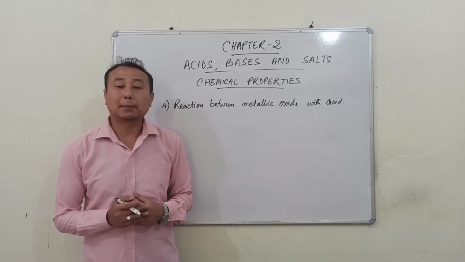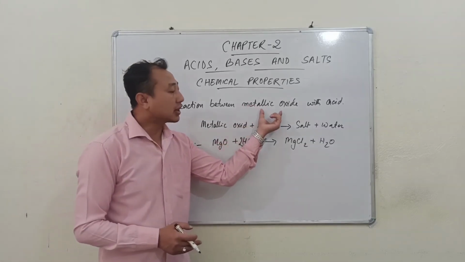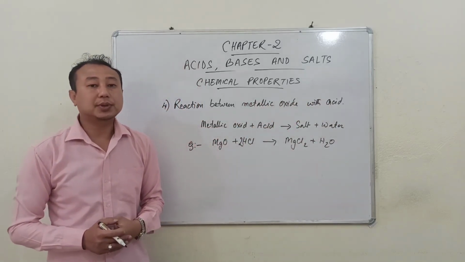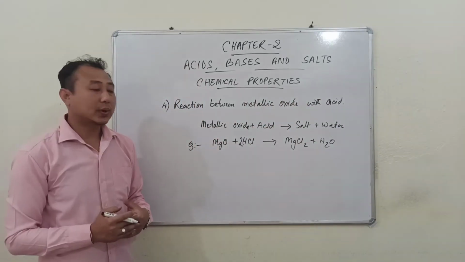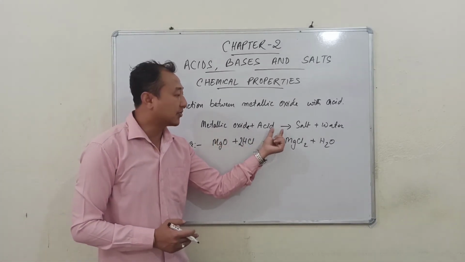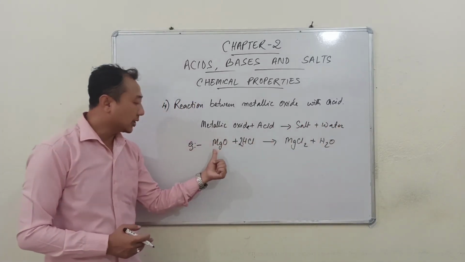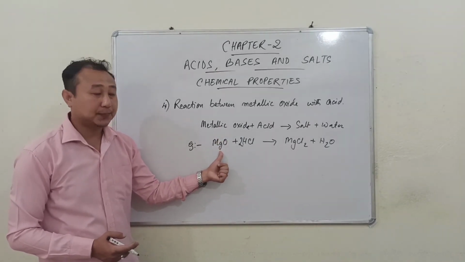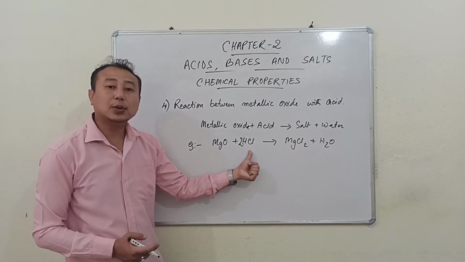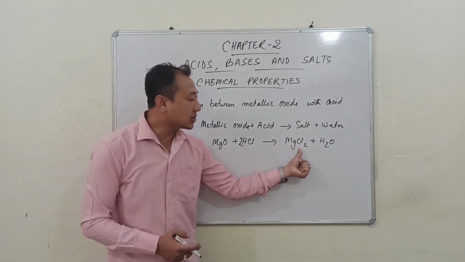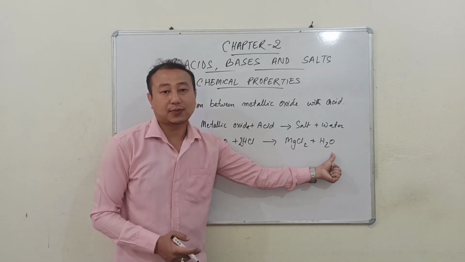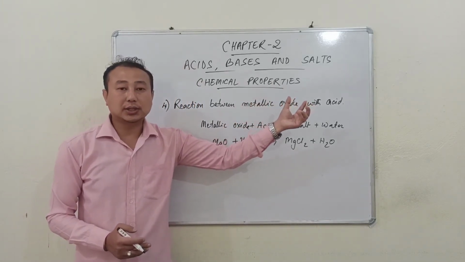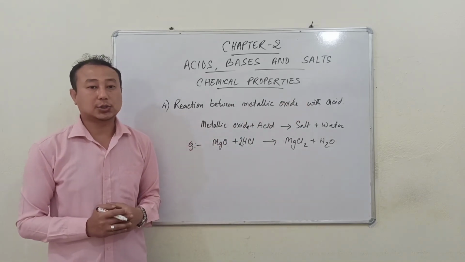So now, let us see by taking an example. As the metallic oxide is basic in nature, when it reacts with an acid, the reaction will be similar to that of the neutralization reaction. So when a metallic oxide reacts with an acid, it forms salt and water. So let us see the example here. For the metallic oxide, I have taken magnesium oxide. This magnesium oxide, when reacted with hydrochloric acid, forms magnesium chloride. Along with that, there is a formation of water. So the reaction between a metallic oxide and an acid is similar to that of the neutralization reaction.